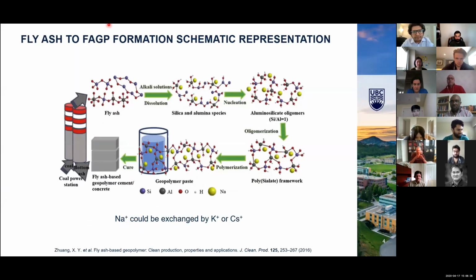And the formation of the final geopolymer product is very different from cement hydration. Here, the fly ash, which comes from coal power plants as an industrial byproduct, when mixed with alkaline solution, undergoes various processes such as dissolution, nucleation, polymerization, and finally, when you allow it to cure, it solidifies to give you a solid monolith.